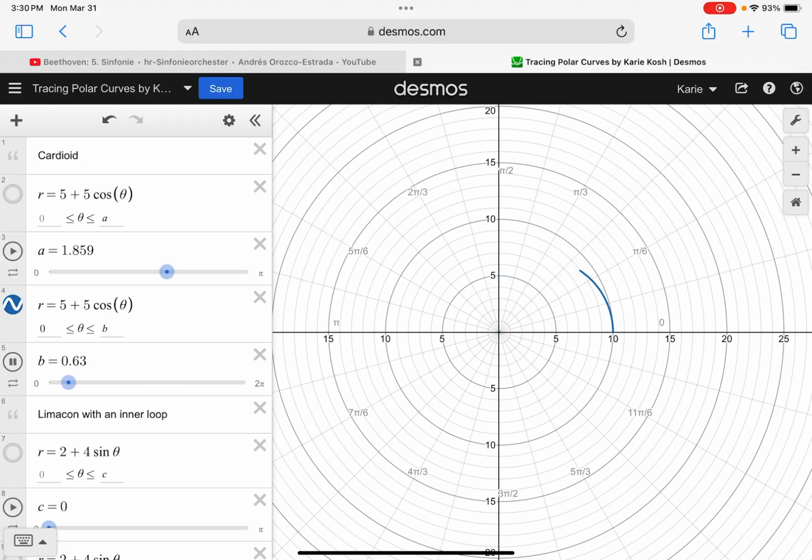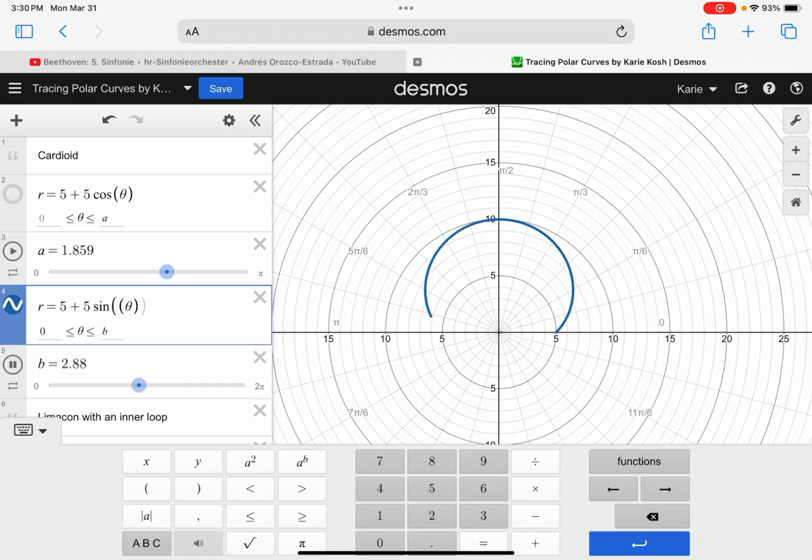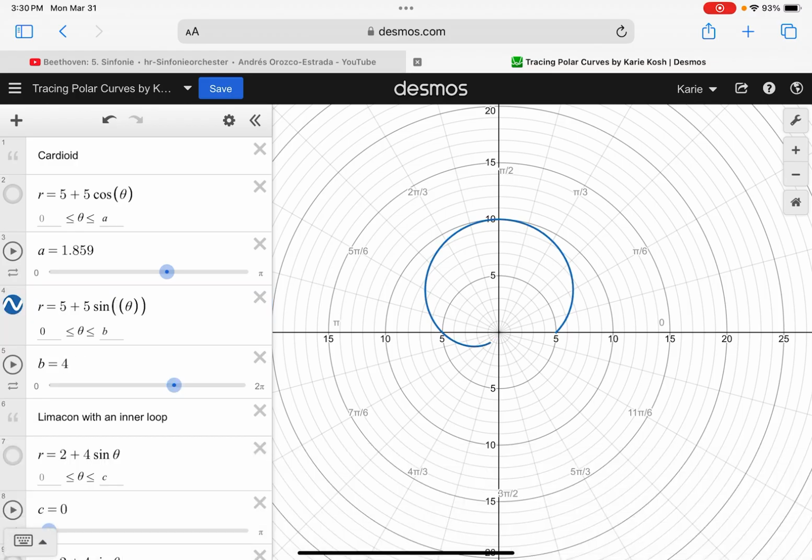Okay, I could come into this equation and change this to sine, to remind myself what a cardioid looks like if I have sine in my equation versus cosine. You could play with that, but notice you can plug in different values to see where am I, what's the order, what's the pattern, what's the path I'm tracing out as theta goes from 0 to 2 pi?